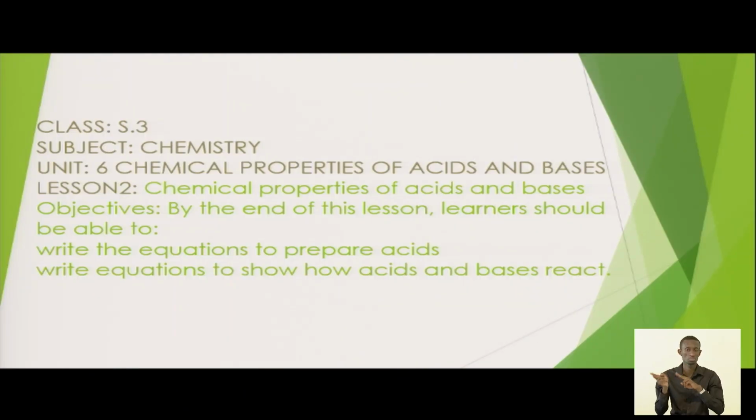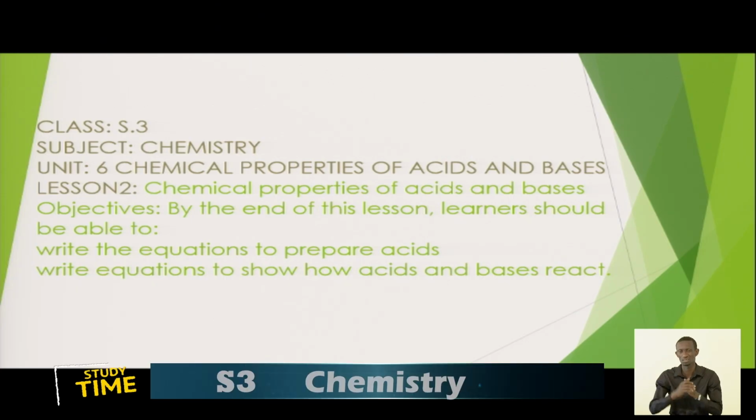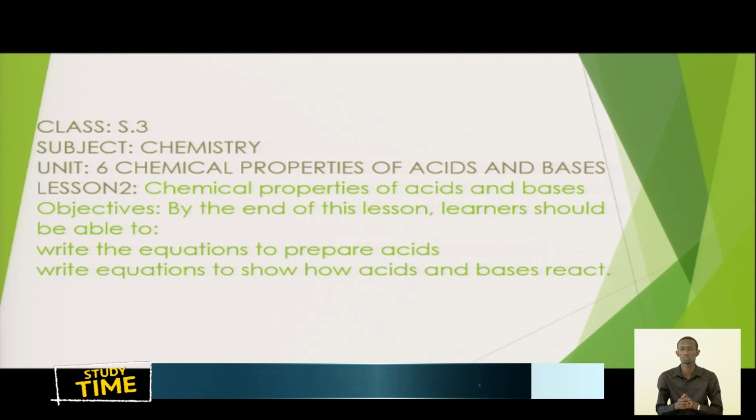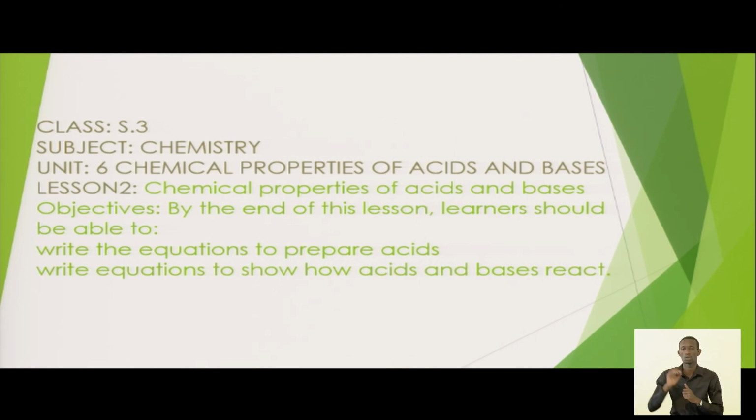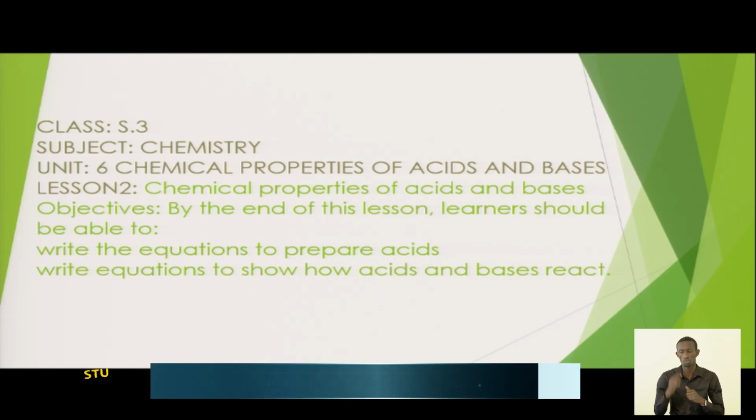And we are dealing with unit number 6, which is the chemical properties of acids and bases. In the previous lesson, you remember, we were talking about the acids, which was lesson number 1. We talked about the chemical properties of the acid, but basically we are talking about the behavior. It was just a review about the acids and bases, because you had looked at this in senior 2, I believe so. And we're just going through the behavior of different acids.